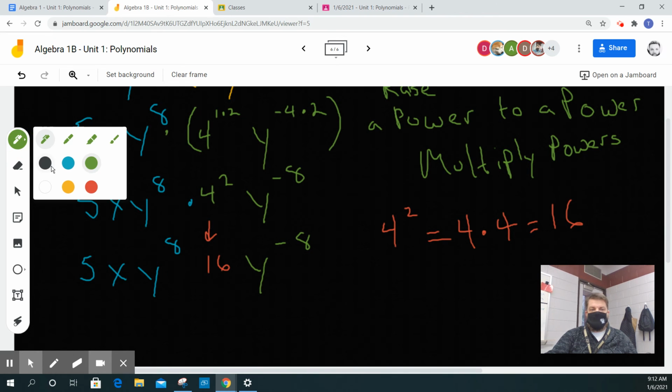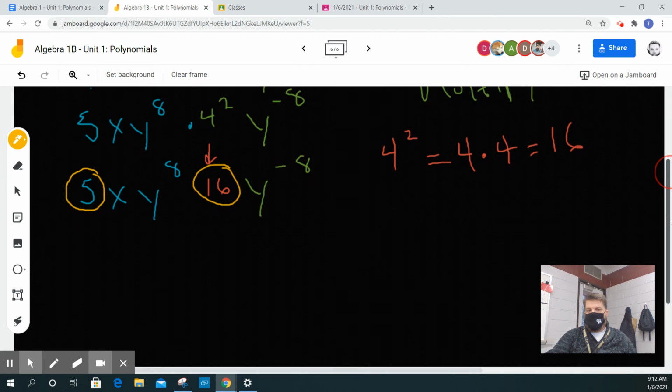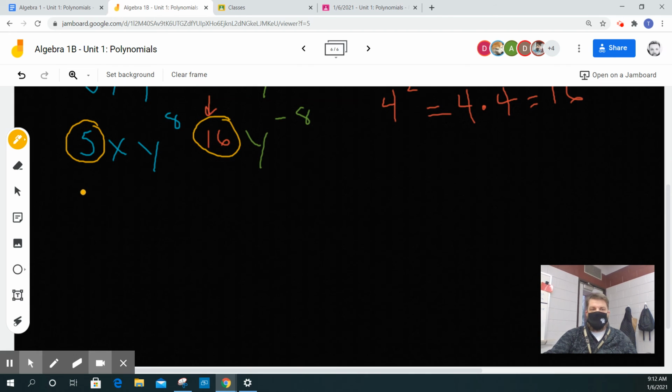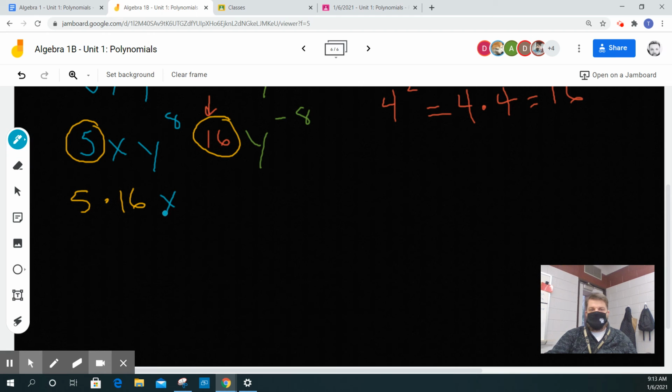So then the next thing I'm going to do is I'm going to say 5 times 16. So I'm going to use the commutative property of multiplication. And I'm going to say 5 times 16. Then x, I only have one x, so it's just x. I just leave that as x. And then in the next line, I'm going to say y to the 8 times y to the negative 8. So I'm writing out every step because I want you guys to see what I'm doing, what I'm thinking. If we don't write it out, you might miss it.